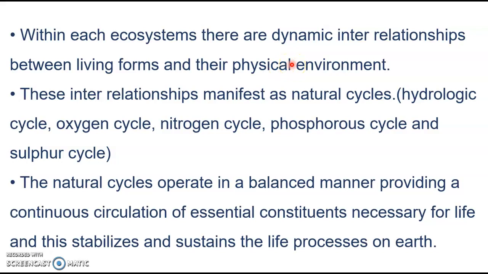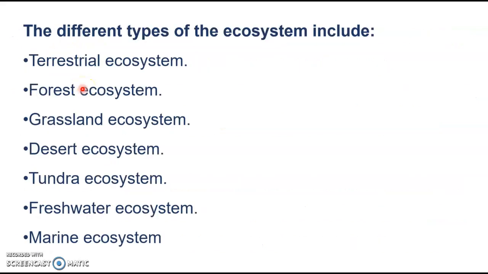So, the relationship between the organisms and the atmosphere helps to circulate these essential constituents. And as a result, it stabilizes and sustains the life process on Earth. There are different types of ecosystem: terrestrial ecosystem, forest ecosystem, grassland ecosystem, desert ecosystem, tundra ecosystem, freshwater ecosystem, and marine ecosystem.